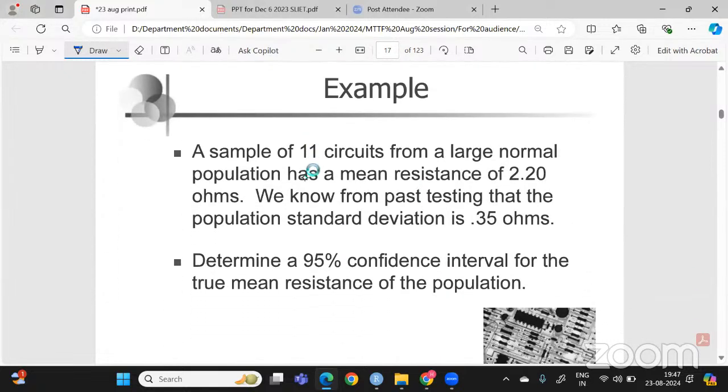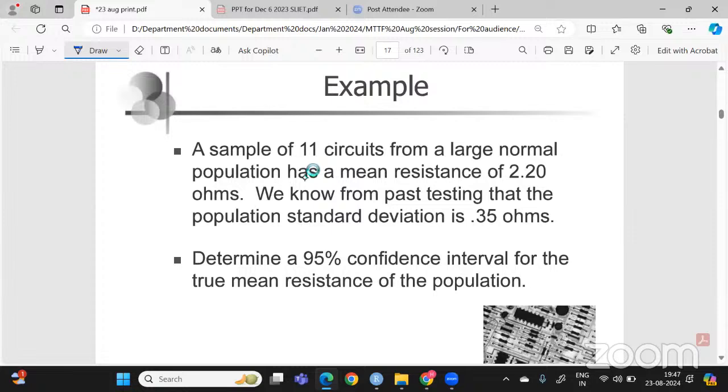Okay. So we have one example. The example says that a sample of 11 circuits from a large normal population has a mean resistance of 2.2. We know from past testing that the population standard deviation was given as 0.35 ohms. So what is given to us? Sample size is given as 11.